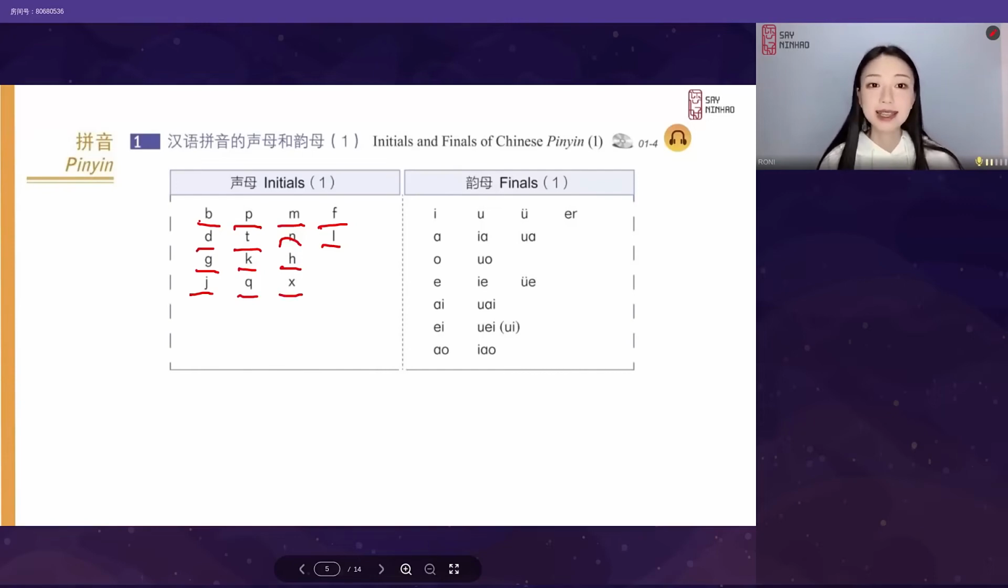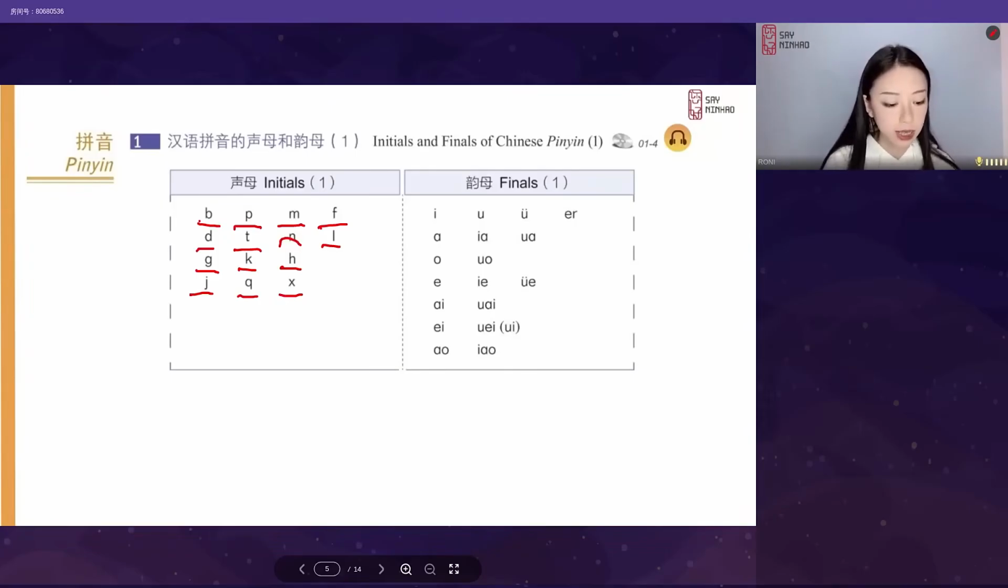Next one, 西. For 西, don't make your tongue touch your upper gum. Make it close to your upper gum, okay? 西, 西, 西. So these are the 14 basic initials of Chinese pinyin.